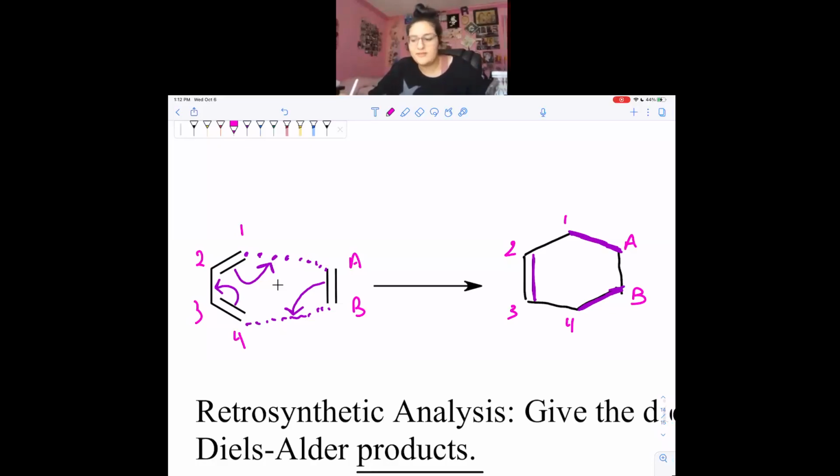Any questions on the general reaction? This one is super simple. There's nothing really else to add to it. But all the ones that are more complicated are pretty much this with some spice at the end.